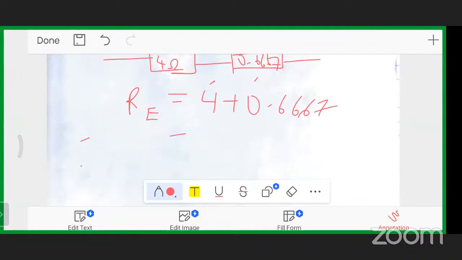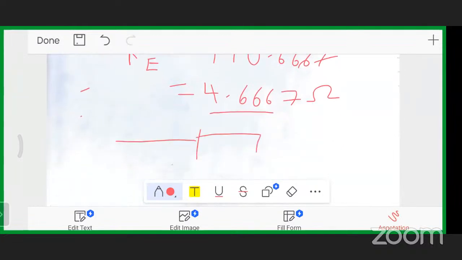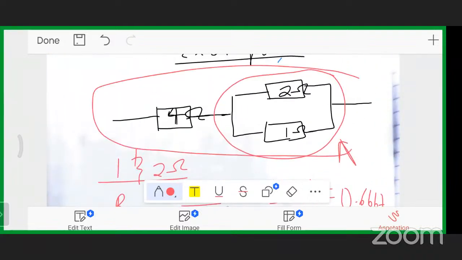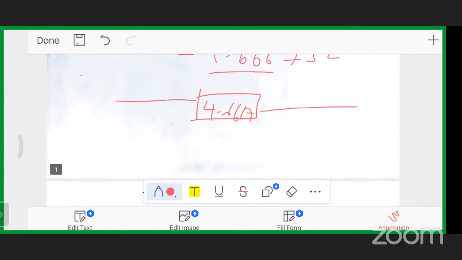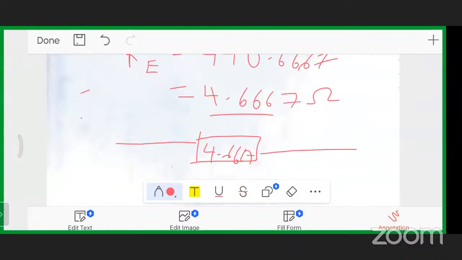And then that will give us 4.6667 ohms. That will be the same as talking about one single resistor that has a value of 4.6667 ohms that can replace the whole system. So instead of having a connection of 3 resistors, some in parallel and 1 in series, you can simply have 1 resistor of 4.6667 to replace that whole system. So that is how you find the effective resistance.